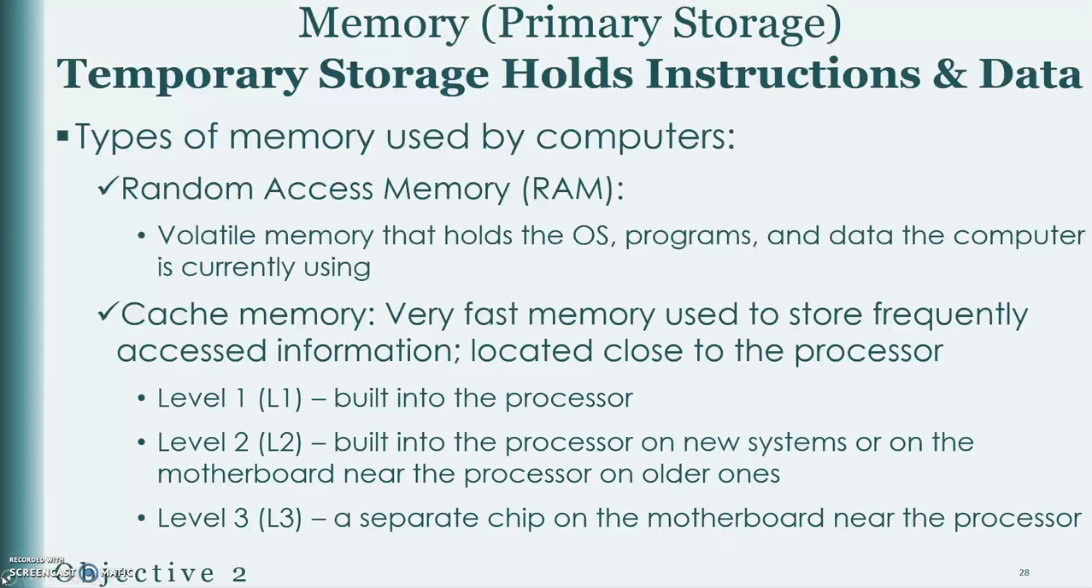Okay, if you have an older system, then level 2 cache memory is going to be on the motherboard. So very near the processor, but not actually built into the processor. And then level 3 is usually a separate chip on the motherboard near the processor. So it's the farthest level away from the CPU, level 3. But it also holds more information or data than the level 1 or level 2 cache memory.